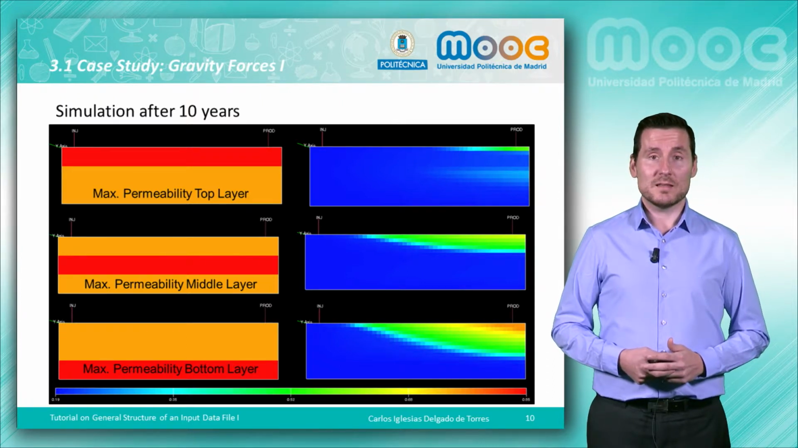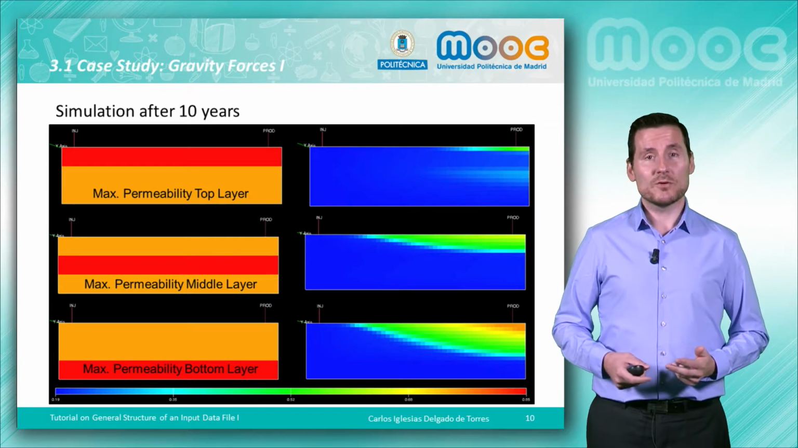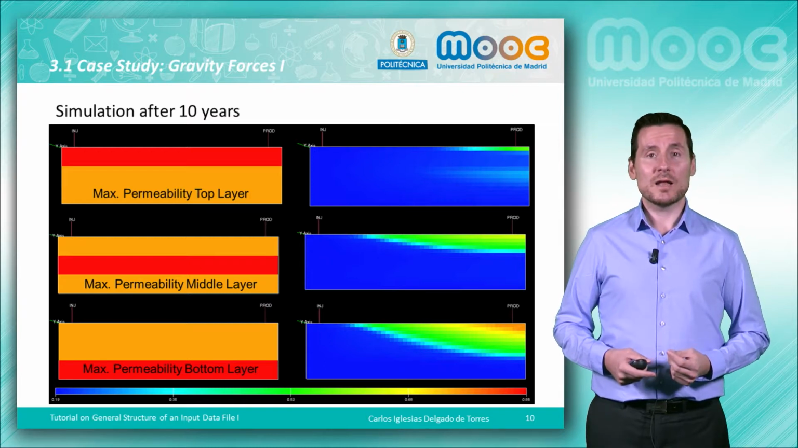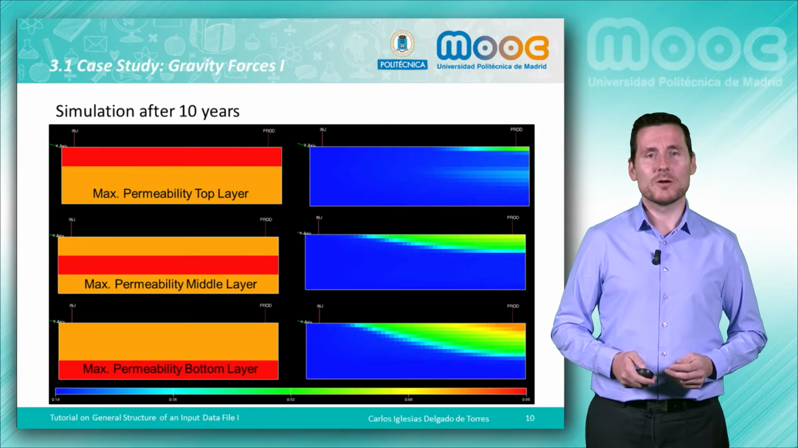The water advanced in the maximum permeability layer at the bottom, and due to the negative action of gravity forces, all the water traveled through that layer, leaving a lot of unswept oil in the top. Let's analyze this behavior.